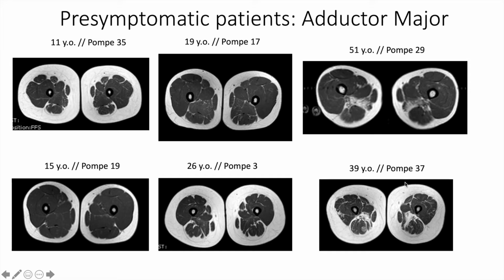So the second lesson that we have learned is that muscle MRI is also useful because it can identify muscles that are replaced by fat already, even in pre-symptomatic patients, and can be useful to identify patients that are transitioning from pre-symptomatic to become symptomatic.